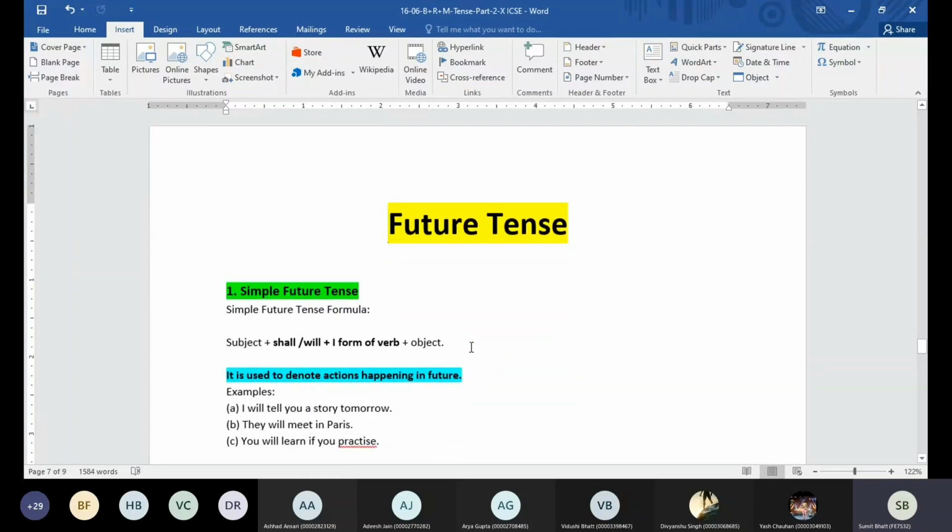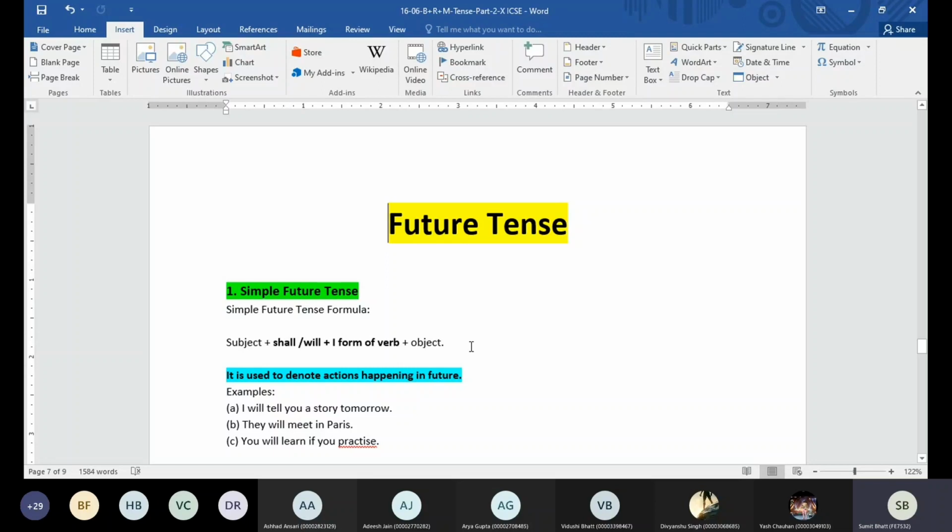Okay, so again, we are going to repeat one or two things and then we'll start. So in future tense, guys, we are going to have simple future tense. The first tense is where we use subject, shall or will, first form of the verb and object. Now I'm not going to tell you when to use shall, when to use will. Here I'm going to take the normal rules. In modals, I'll explain when to use shall and when to use will. For now, just remember, generally shall is for I and we and will is for the rest of the subjects.